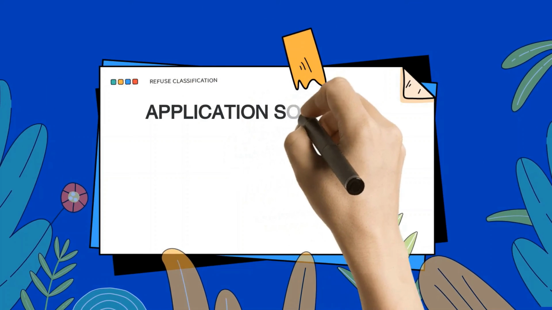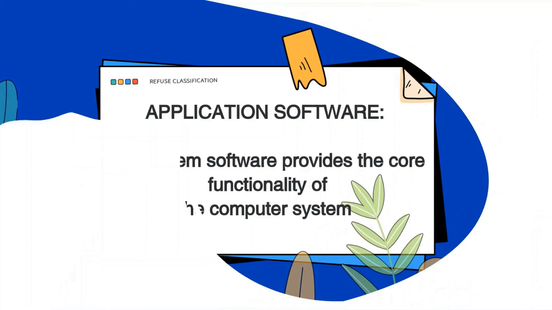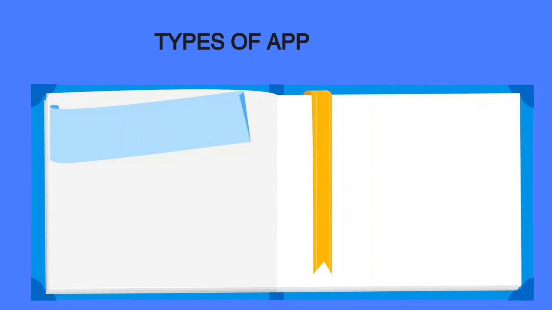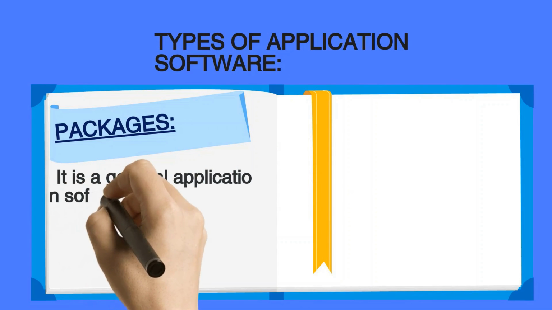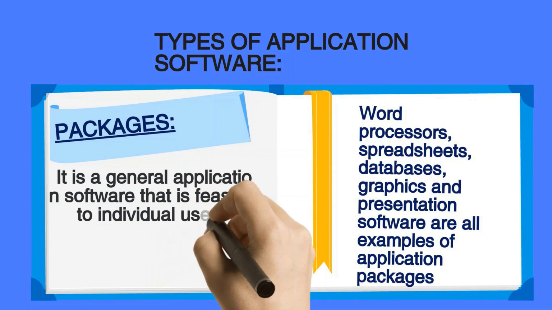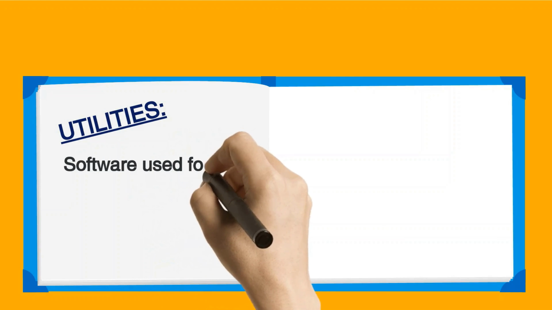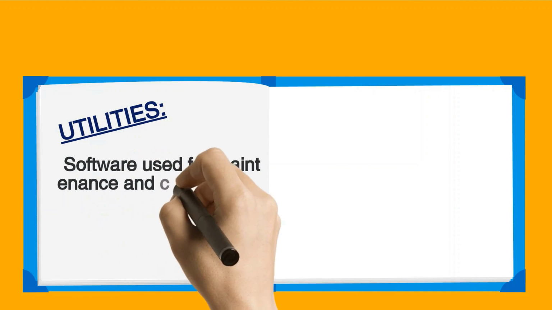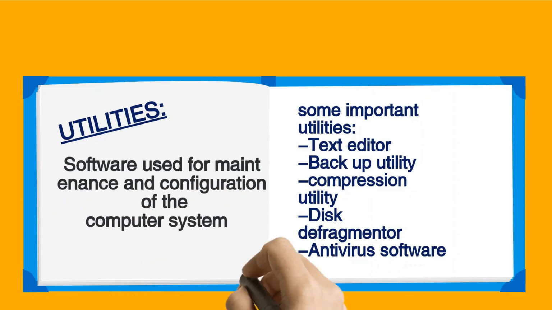The next category of software is application software. It provides the core functionality to the computer program. The application software is divided into packages and utilities. Packages are general application software that is feasible to individual users. It could be word processors, spreadsheets, databases, etc. The final one is the utilities. It is software used for maintenance and configuration of the computer system. It could be text editor, backup utility, and disk fragmenter.